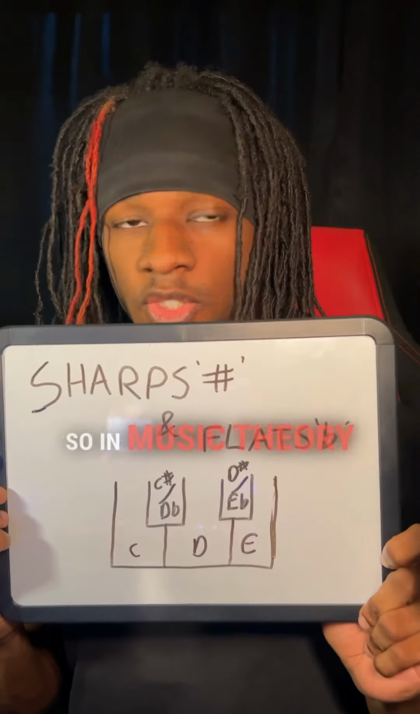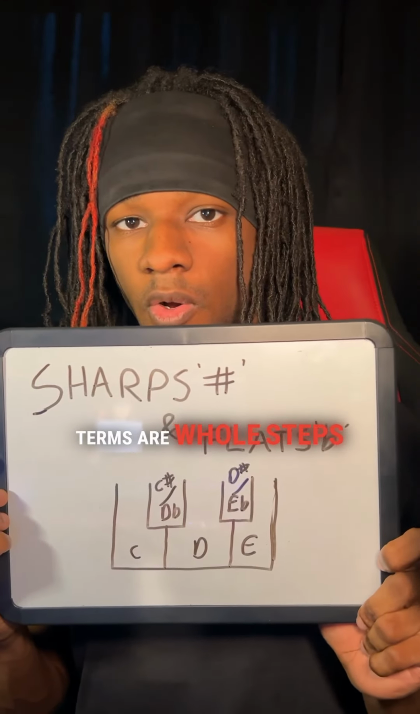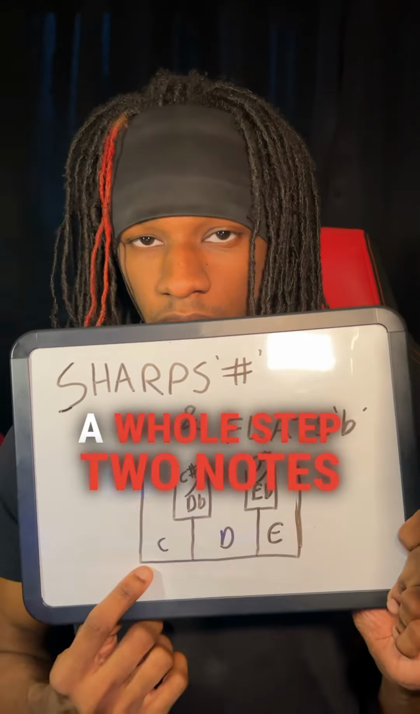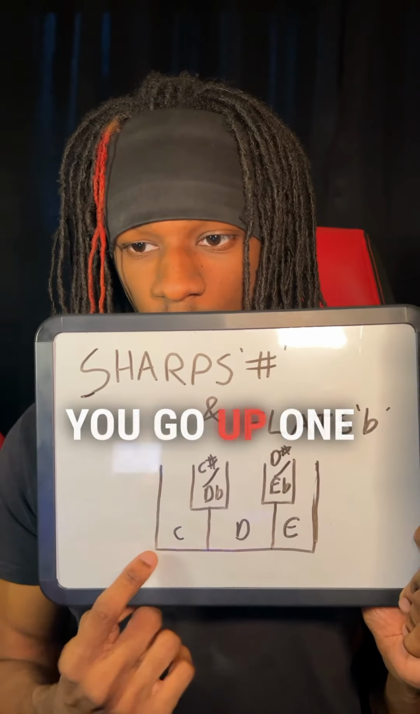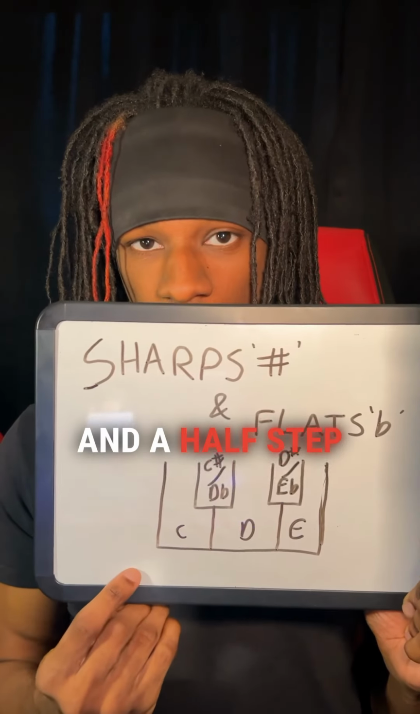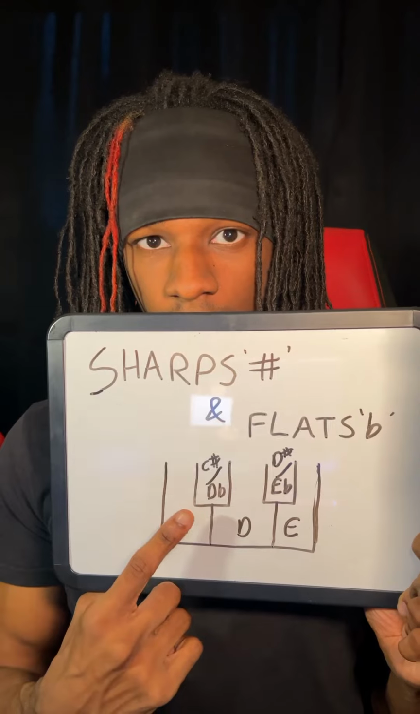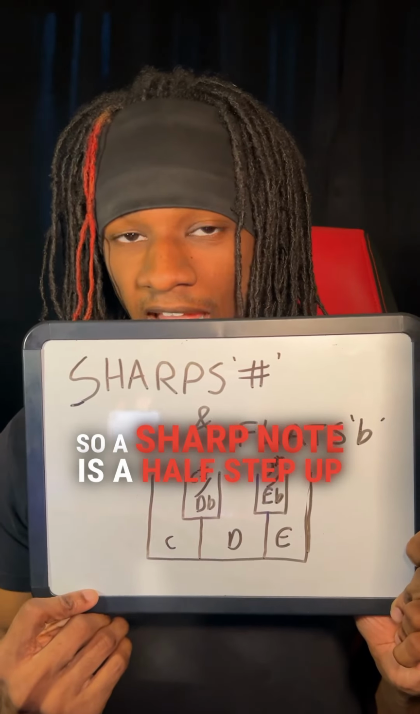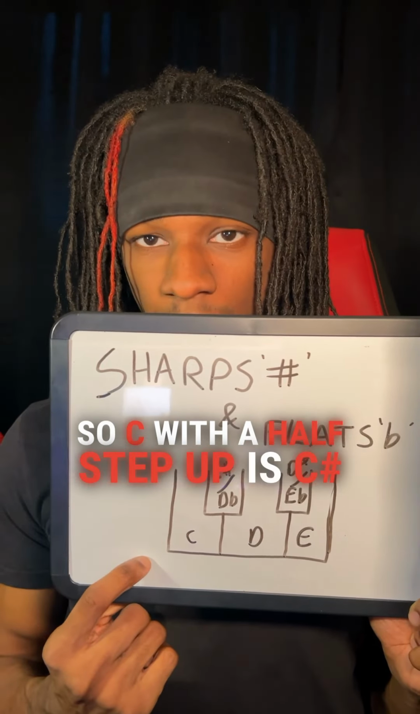Sharps versus flats. In music theory, commonly used terms are whole steps and half steps. A whole step is 2 notes. From C to D is a whole step because you go up 1, 2. A half step up would be from C to C sharp. So a sharp note is a half step up. C with a half step up is C sharp.